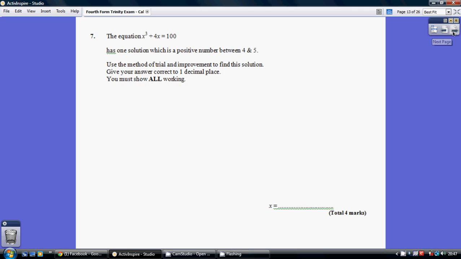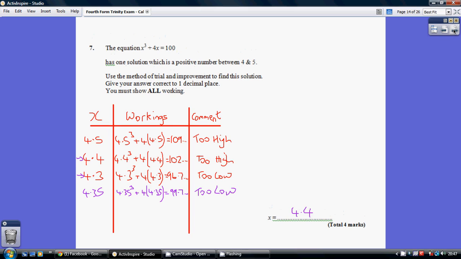Question 7, trial and improvement. So remember to set up your 3 columns and start off bang in the middle. So we know the answer is between 4 and 5, so start off with 4.5. So cube it and add 4 lots of 4.5 gives us 109. Now that's bigger than 100, so 4.5 is a bit too high.